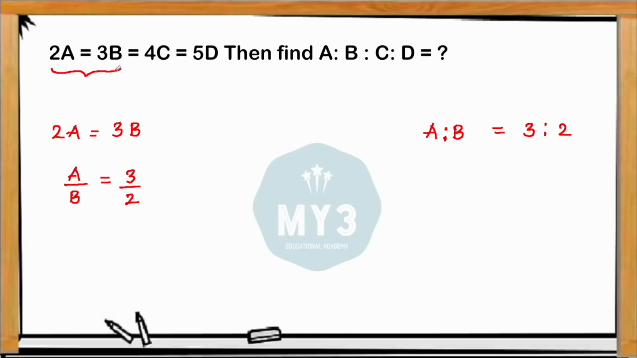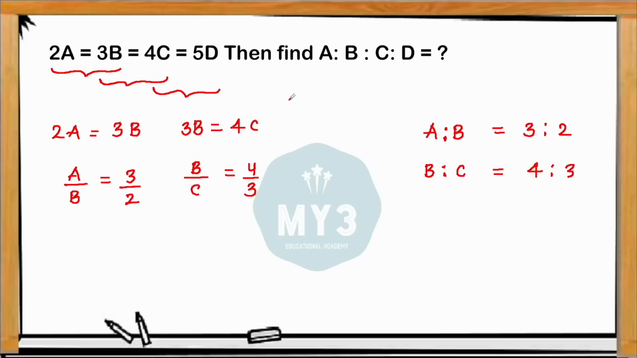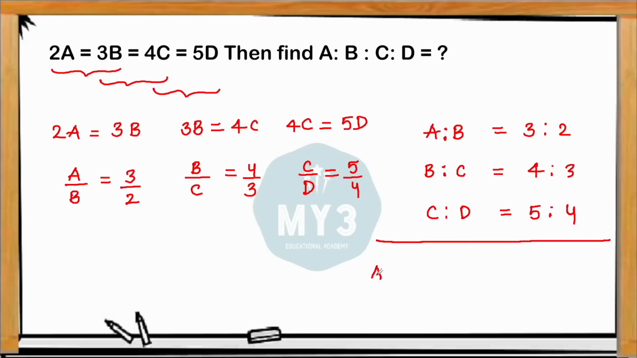And if you observe these two, we have 3B is equal to 4C. That means we can comfortably write B by C is equal to 4 by 3, which means B is to C is equal to 4 is to 3. And using this 4C is equal to 5D, we can comfortably write C by D is equal to 5 by 4. That means C is to D is equal to 5 is to 4. And we have A is to B and B is to C and C is to D. Getting A is to B is to C is to D is not a challenging part for us.